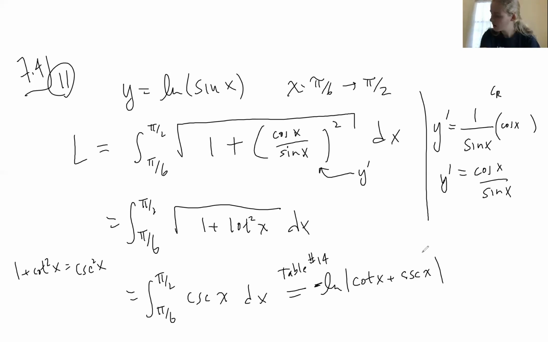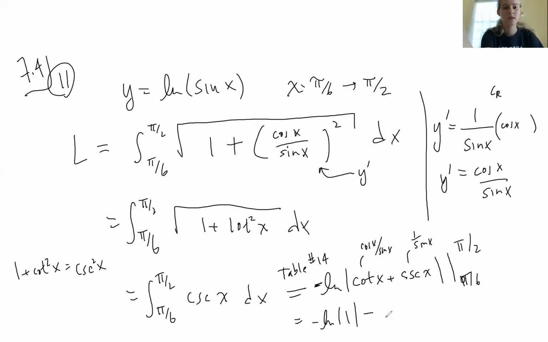you get this. Now, when you plug in pi over 6 and pi over 2, cotangent is cosine over sine, right? And cosecant is 1 over sine. So we'll plug in pi over 2. This will be 0 over 1, and this will be 1 over 1. So you should get the natural log of 1. Okay, that's where I went wrong.